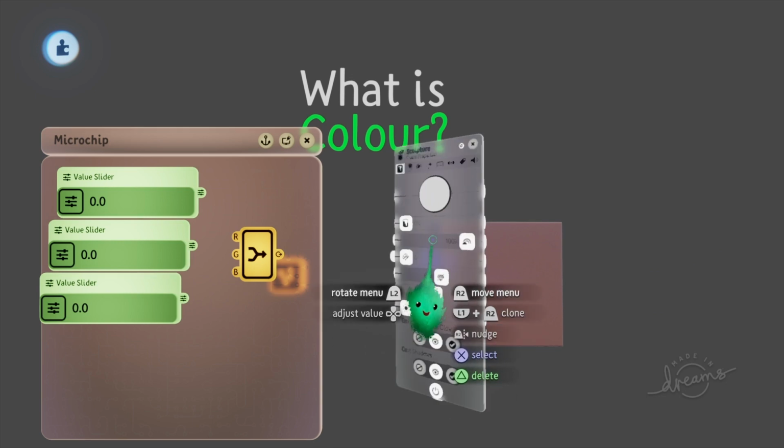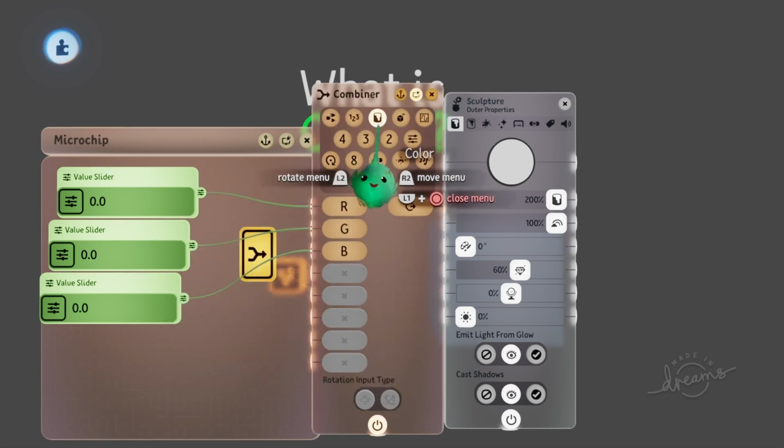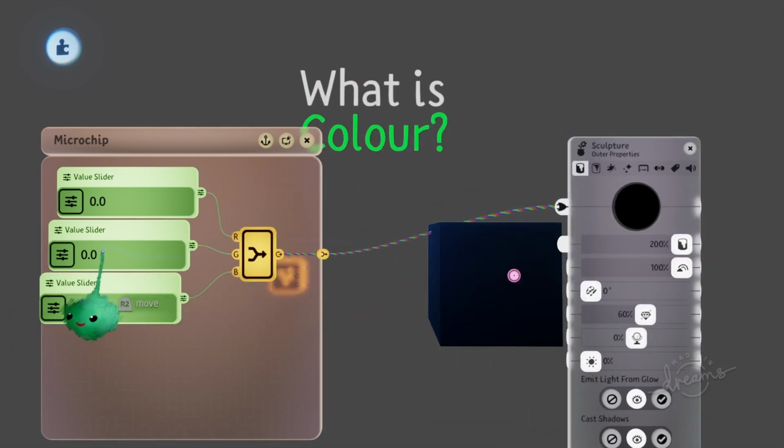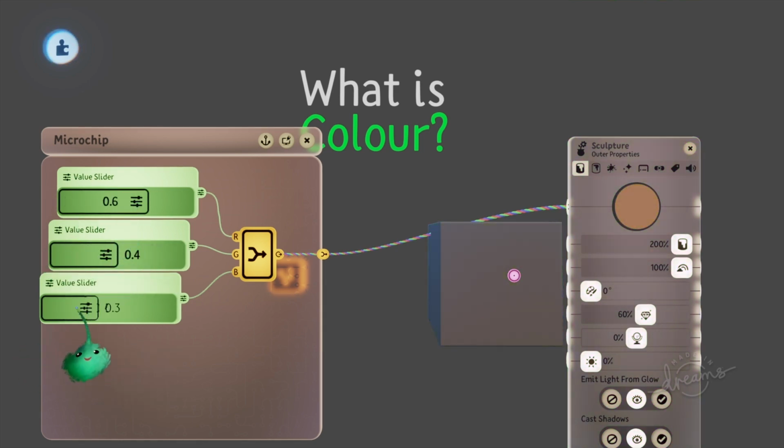But now let's get back to setting the color using the tint. So I'm going to plug 3 value sliders into this combiner, which is set to the color mode. And we can plug this into the tint, and we can see that we can adjust the color however we'd like using this RGB.